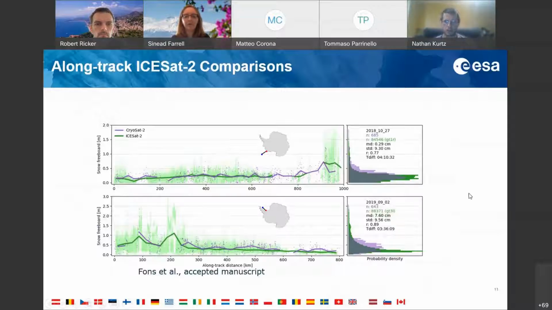And so overall, we found a pretty good agreement with this from the track from September of 2018. Very small mean difference, and then a pretty good correlation of 0.77 here. Less agreement in the track from 2019. You can also see here, though, that there are differences due to the spatial coverage of the data. And this is all published or soon to be published in a paper that Stephen Fons has led in Earth and Space Science.